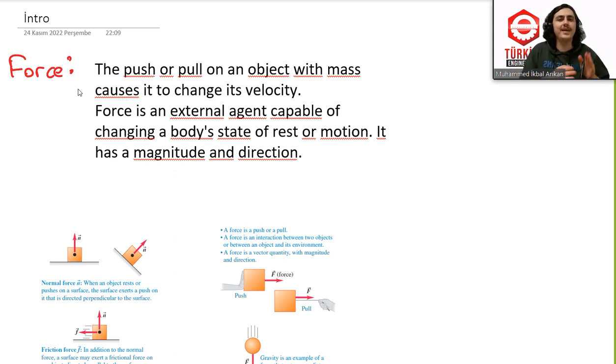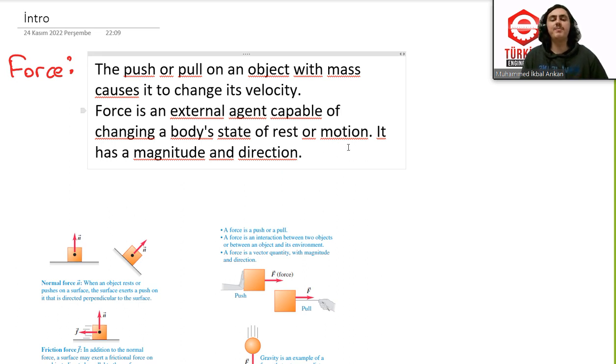Or if it's moving with uniform velocity in a certain direction, to change its direction, I will need a force. Just like driving a car: when you are going in a straight line and you want to turn left, you will need to apply a force which makes your car move to the left side or the right side. So force will change a body's state from rest or from motion to another state. And it has a magnitude and direction. That means forces are vectors, because they have both magnitude and direction.